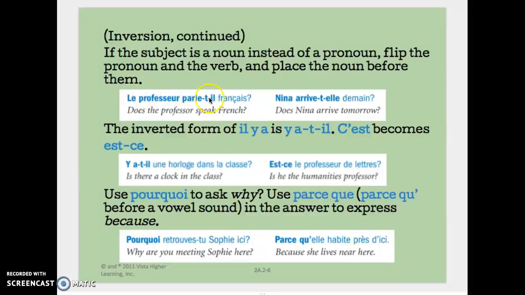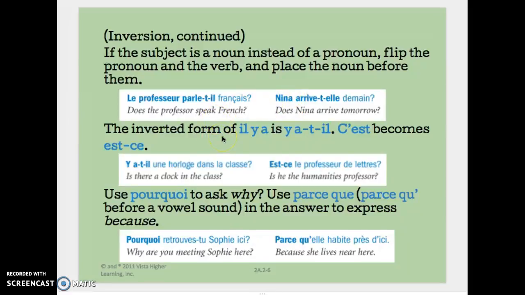So, does the professor speak French? It looks like there are extra words, and in English there would be. However, because it's a French idiom, that's basically what it's limited to. Does Nina arrive tomorrow? You see Nina, the elle singular refers to her, but you would never make inversion with a noun, a proper noun. It's only with subject pronouns.